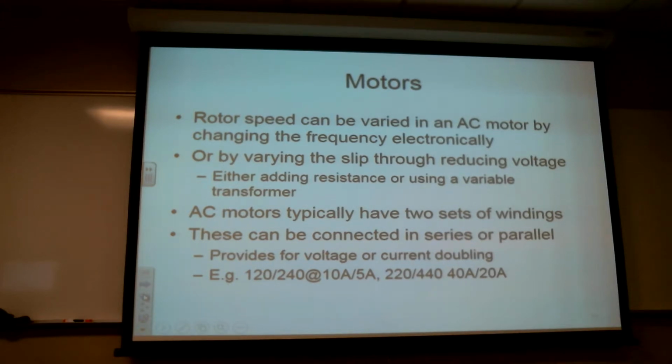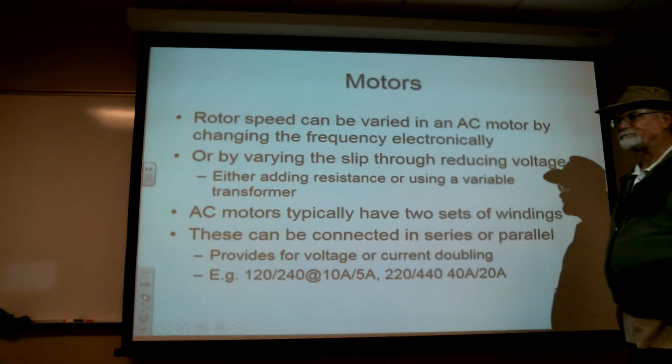So I can run the windings in series with each other, or I can run them in parallel with each other. If I put them in series, the voltage drop across them is going to be quite a bit higher. It's going to be less current, more voltage to run it. If I run them in parallel, it's going to be much more current, much less voltage to run it.